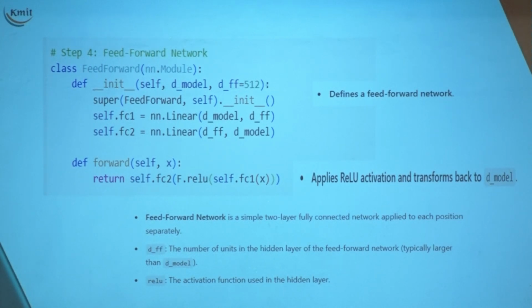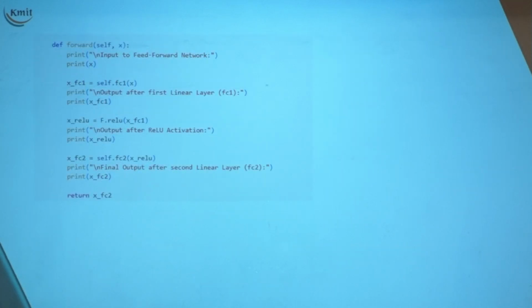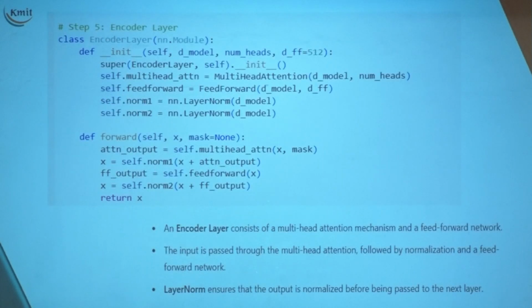Is that clear, everybody? Yes or no? So what is w2 plus b2? Which is obtained as the next weight for the second layer. So this is what? The feed forward network. Okay, I am trying to print input to the feed forward, output after first linear, output after ReLU, output after second linear layer also.